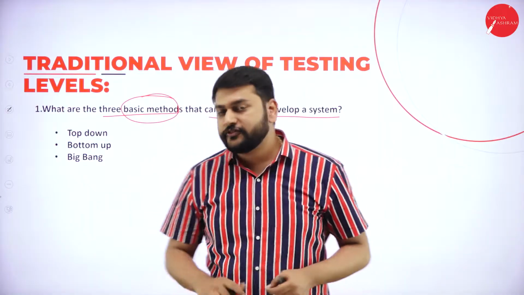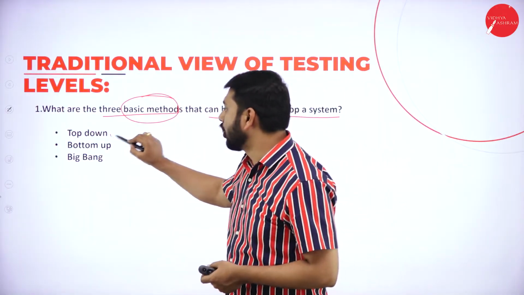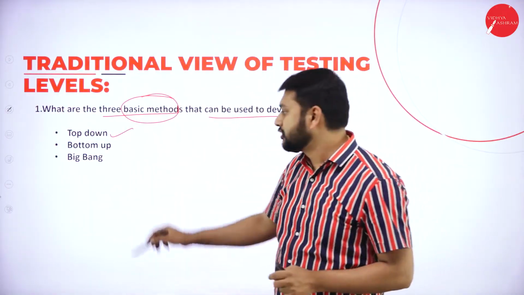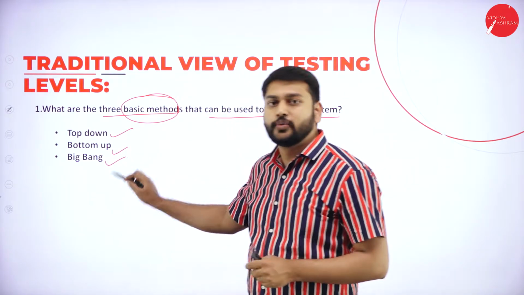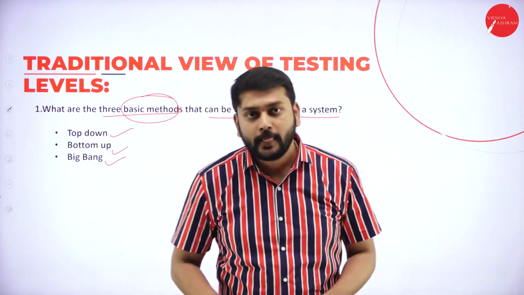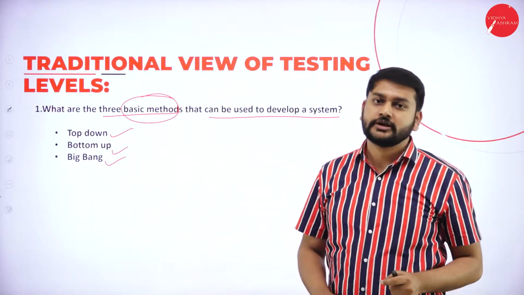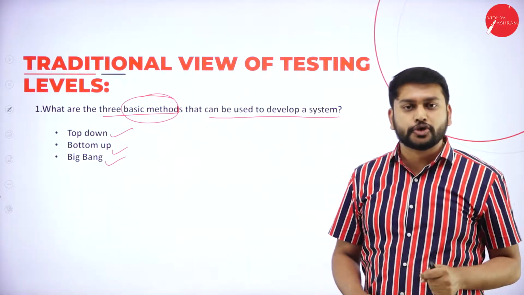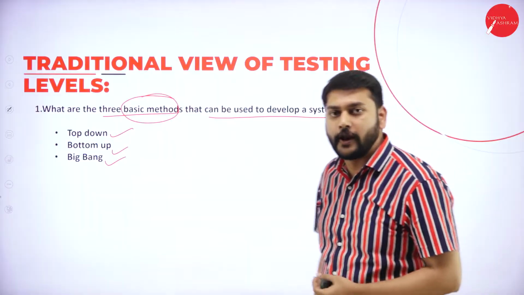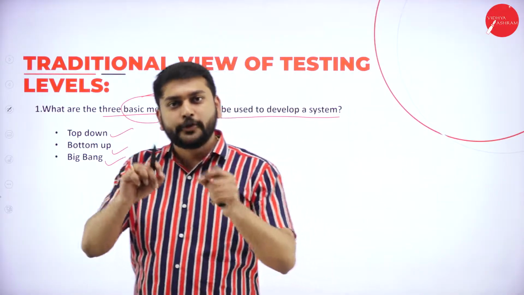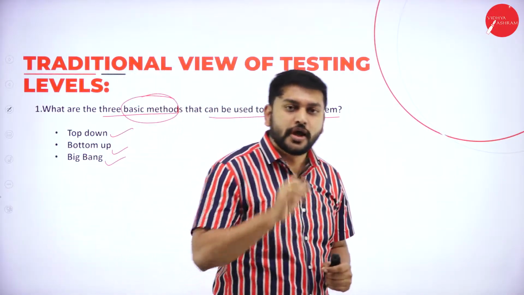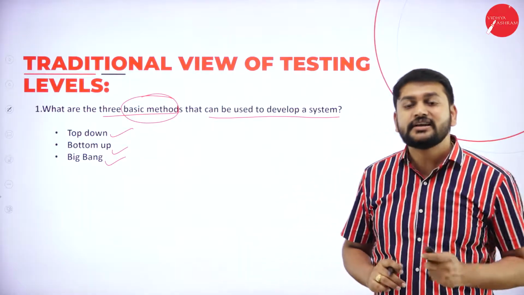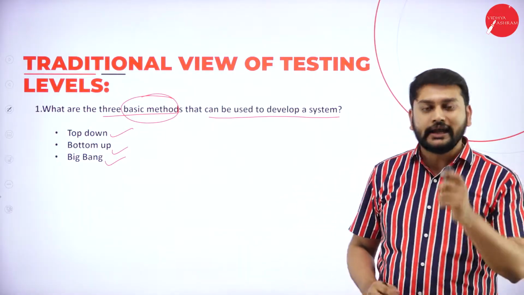So in that, the first approach that I have is the top-down approach. The second approach is the bottom-up approach. The third one that I have is Big Bang. So please make a note of this. I have three different approaches to develop any software: top-down approach, bottom-up approach, Big Bang approach. So let's understand this one by one in detail now.